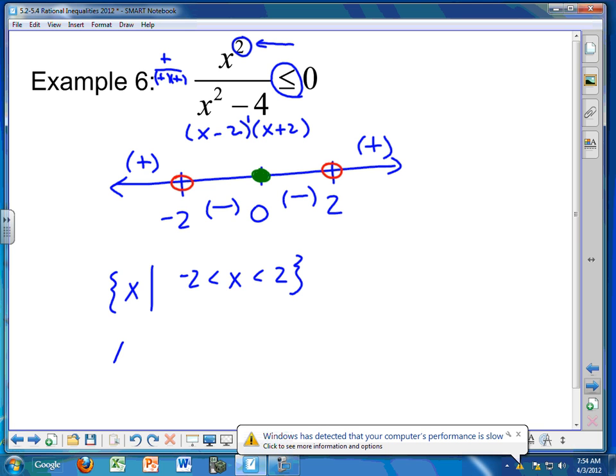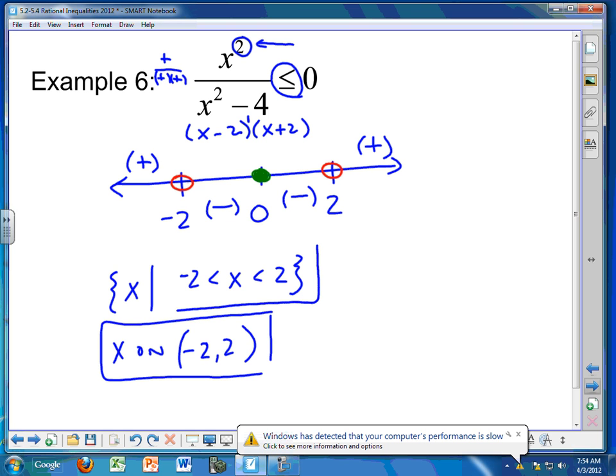in interval notation x on -2 comma 2. Now that looks like an ordered pair, but it's not an ordered pair. It is interval notation, and that's why we write the letter x on, and this tells the reader that we're talking about an interval, not an ordered pair.